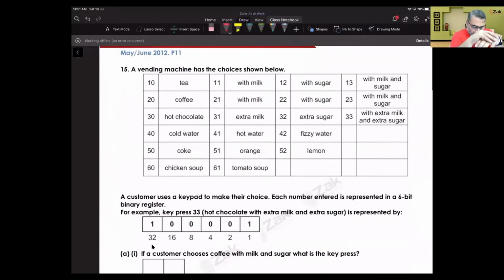Now, this question is a good one. A vending machine has the choices shown below. Now, what is a vending machine? A vending machine is a machine where we put money and we choose which item we need to have, and then that machine gives you that item. It drops that item into the compartment underneath the machine so that you could pick it up. So automatic shop selling. That is a vending machine.